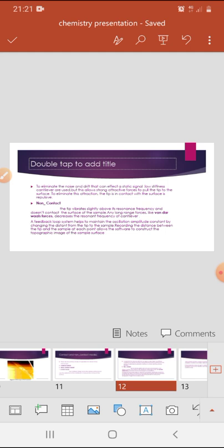And now non-contact mode. In non-contact mode, the tip vibrates slightly above its resonance frequency and doesn't contact the surface of the sample. Any long-range forces like van der Waals forces decrease the resonant frequency of the cantilever. A feedback loop system helps to maintain the oscillation amplitude constant by changing the distance from the tip to the sample. Recording the distance between the tip and the sample at each point allows the software to construct the topographic image of the sample's surface.